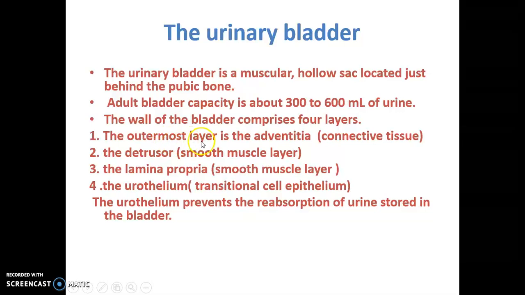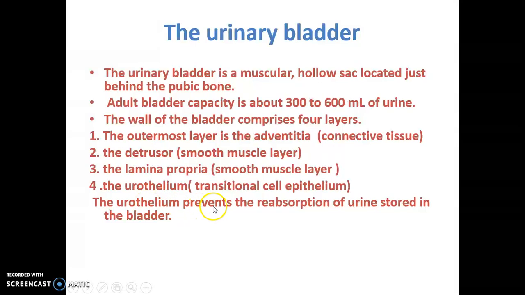The outermost layer is called adventitia. It's made up of connective tissue, and then the next layer is detrusor, the smooth muscle layer. Detrusor is otherwise called the bladder muscle. Note the point. Then the third layer is lamina propria. This is also a smooth muscle layer. Then the last layer is urothelium.